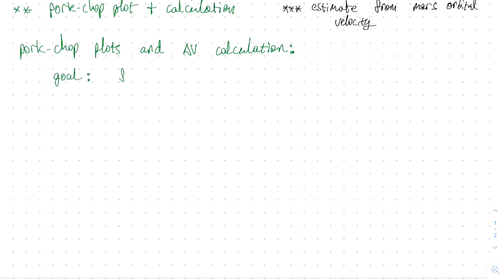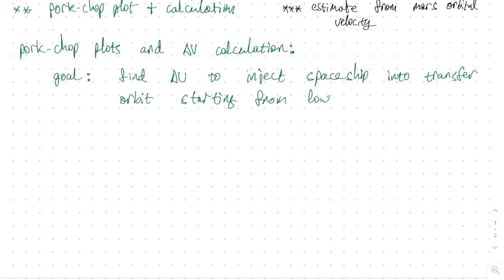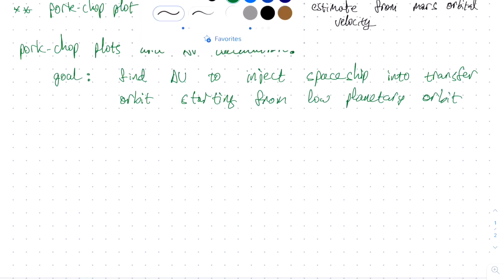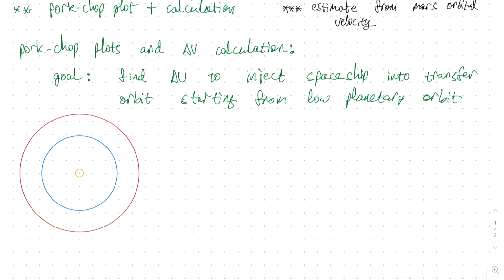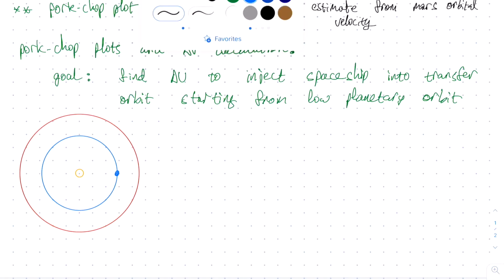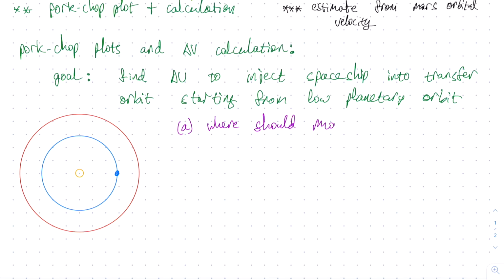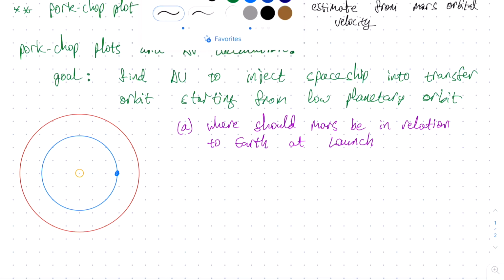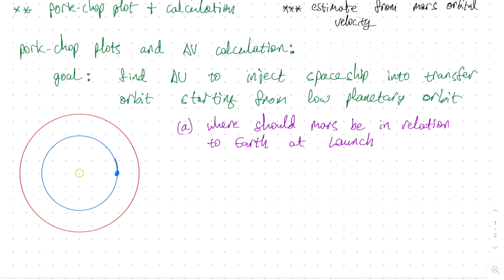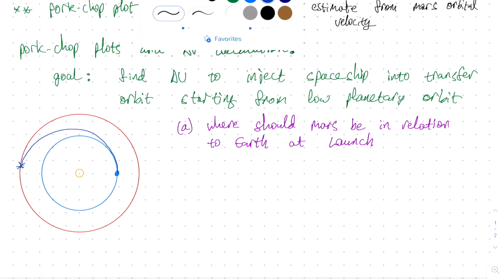Our goal is to find the delta V that is required to inject the spaceship into the transfer orbit, starting from a low planetary orbit, like low Earth orbit. It turns out that just like in comedy, timing is also very important in space flight. So the question is, where should Mars be when we launch our spacecraft from Earth in order to minimize the delta V requirement? Well, the most efficient trajectory is a Hohmann transfer. That is an ellipse which just kisses the orbit of Earth and the orbit of Mars.